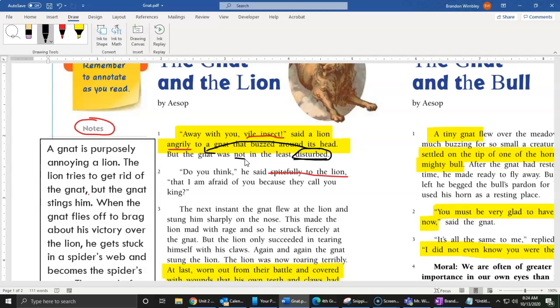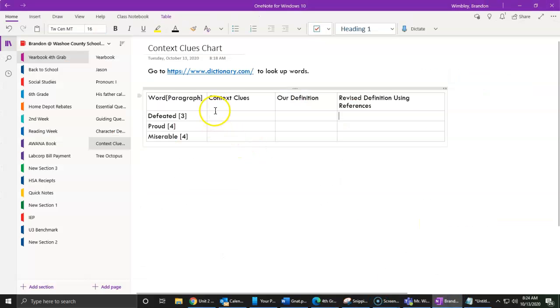So I'm going to keep reading the second paragraph and see if there's anything else that tells me how the gnat's feeling. "Do you think," he said spitefully to the lion, "that I'm afraid of you because they call you king?" So in this second paragraph, it seems that the gnat is not afraid of, and he's not bothered by the lion. So use this information. I think that disturbed means upset or bothered, and when he says he's not disturbed, it means he's not upset or bothered.